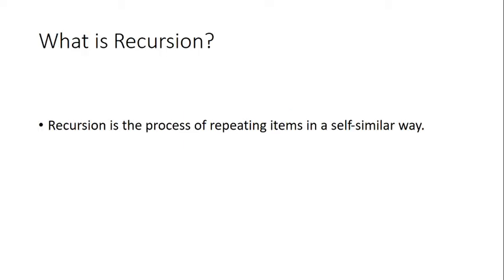In this video, we'll understand what is recursion. So in C, recursion is the process of repeating items in a self-similar way. It will be a repetitive approach where it comes to recursion.